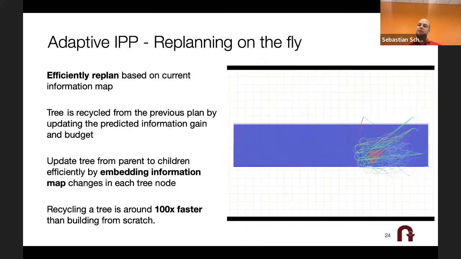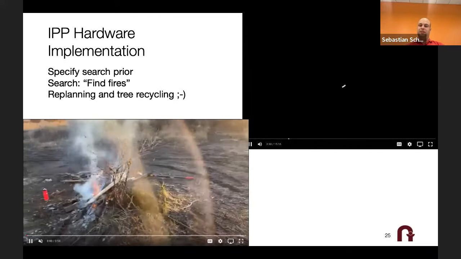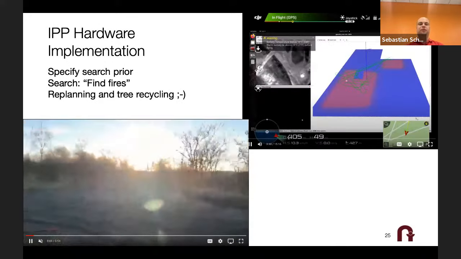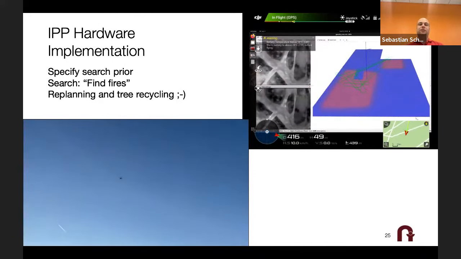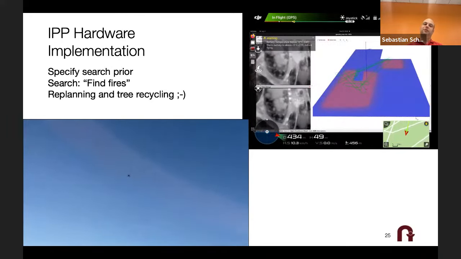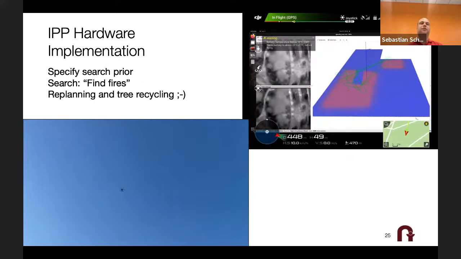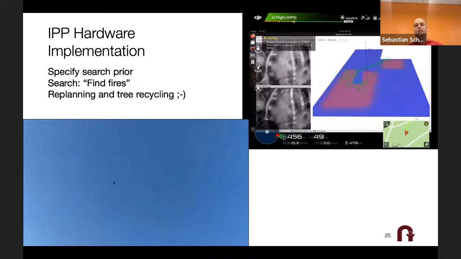And so you can see the tree displayed here with all these circles, and that's due to some motion constraints on the vehicle that it can't turn in place, and so the edges are not just straight lines, but they're basically these different paths. Okay, and then we want to also test this on real systems, and so we've also had some experiments trying to find fires, for example, at one of our test sites while we're doing tree recycling both in the air and on the ground.